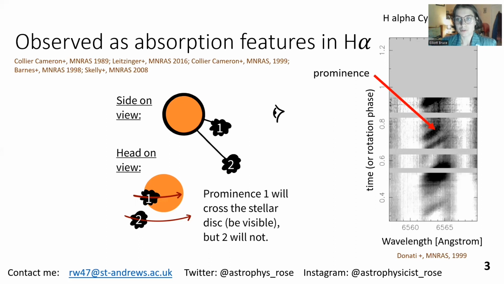And they form above the co-rotation radius where the gravitational and centrifugal forces balance. This is why they're always ejected. And they are quite large, 10 to 100 times the mass of solar prominences. So they differ from solar prominences in terms of their mass and their size, but also their distance from the star.